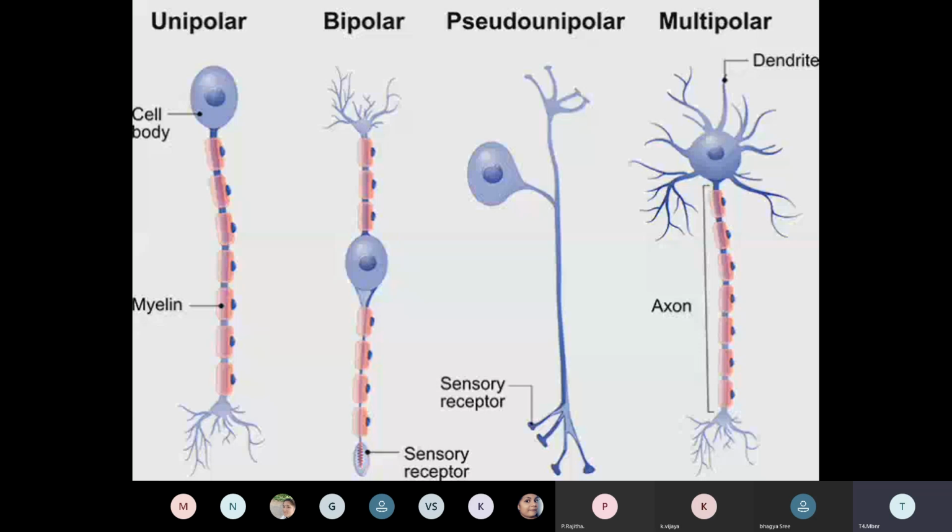Next, multipolar neurons. Whatever the neuron structure we discussed just now, that comes under multipolar. It is having dendrites. It receives signals. It passes the signals to the axon. From there, it will pass the signals to the nerve terminals. Okay, means from one side it is taking the signals, it is passing the signals.